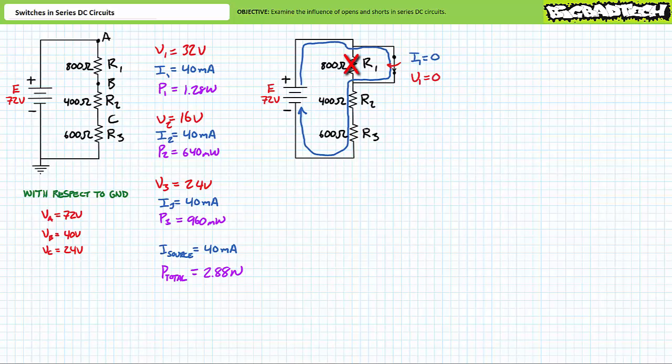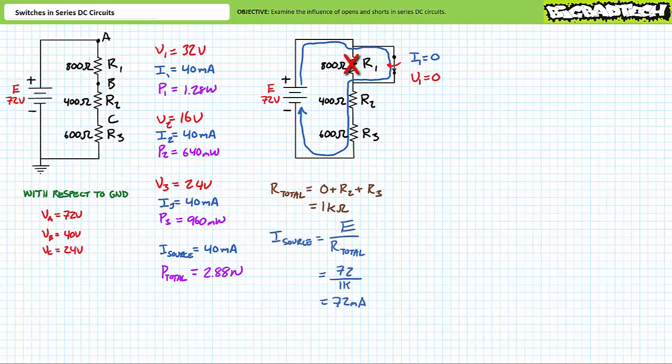Ordinarily, the source sees a total resistance of 1.8 kiloohms. If, however, current is routed around the shorted 800 ohm resistor, the total resistance seen by the source is the series combination of the remaining elements. 400 plus 600 equals 1 kiloohm. Total resistance seen by the source is decreased. Given the same supply voltage and reduced total resistance, we should expect current to increase. If current increases, we should expect voltage dropped across the remaining elements to increase. Let's see if this is the case.